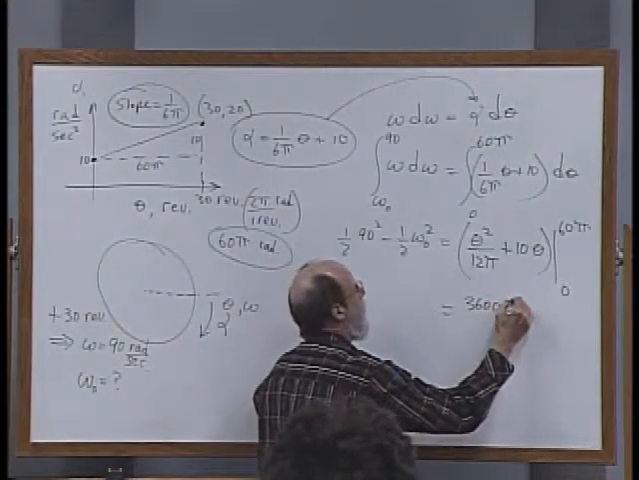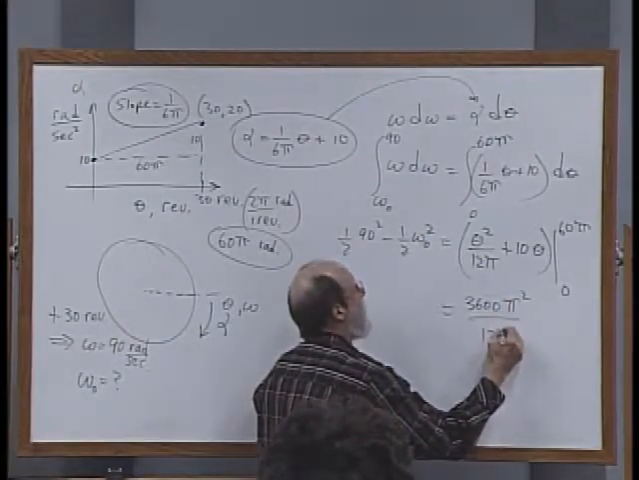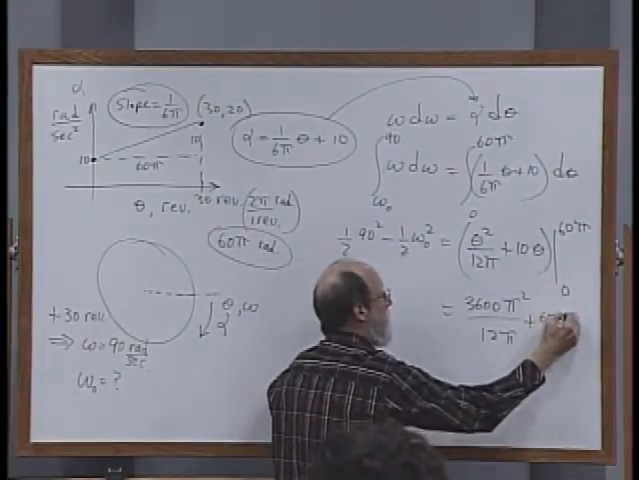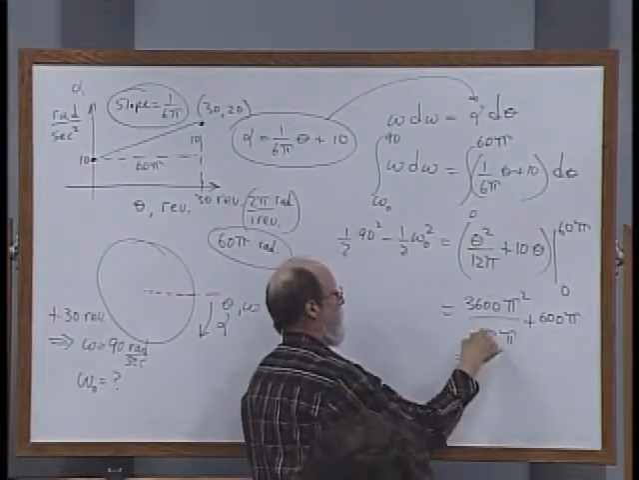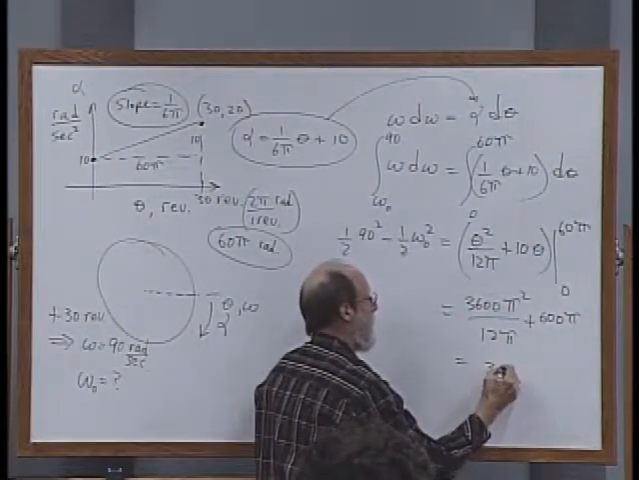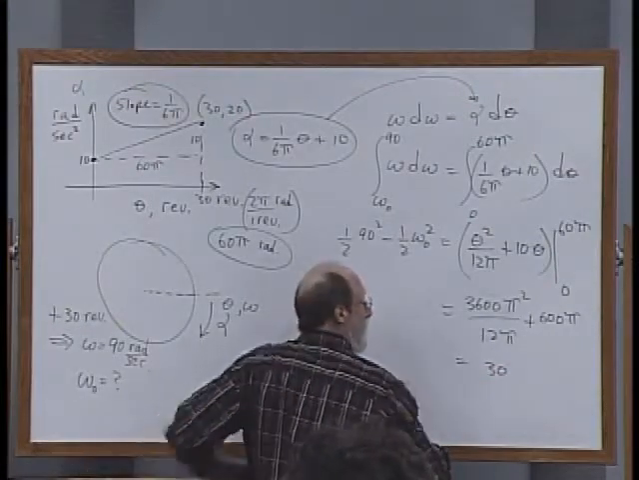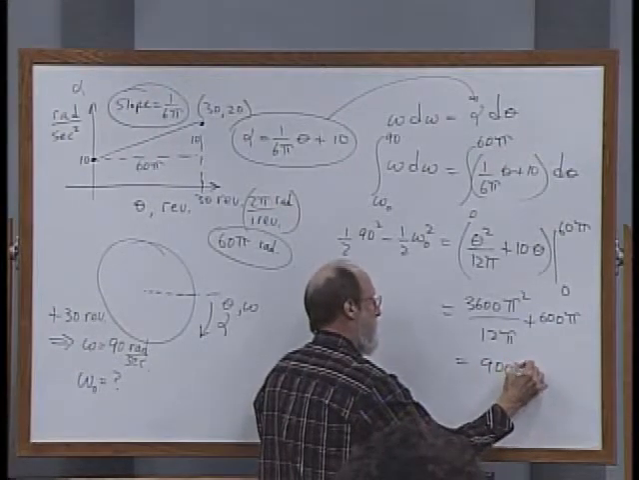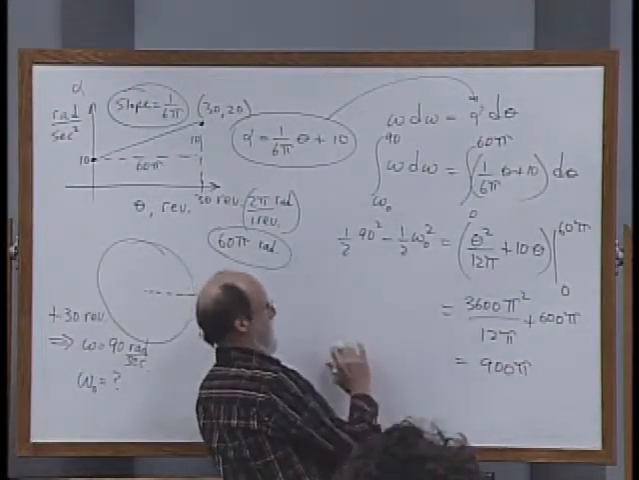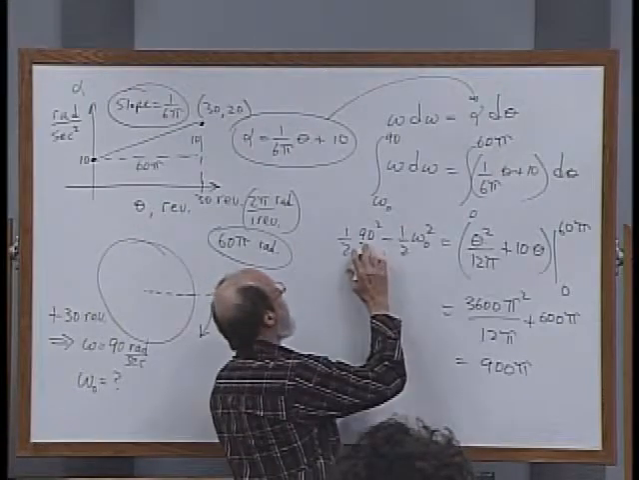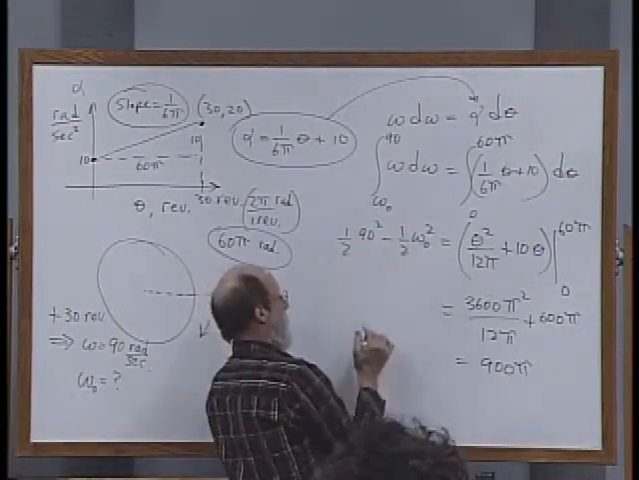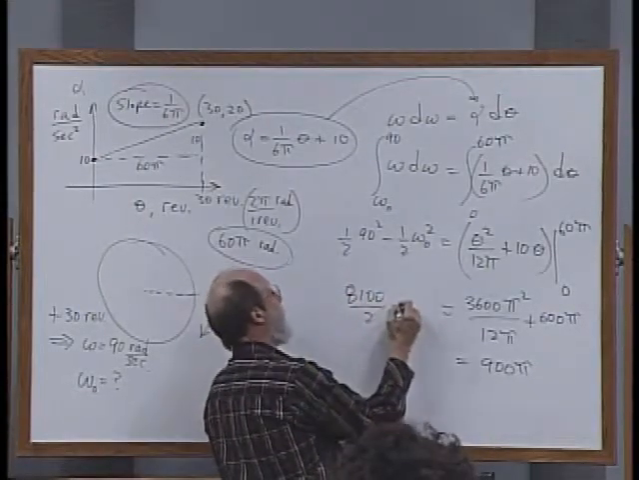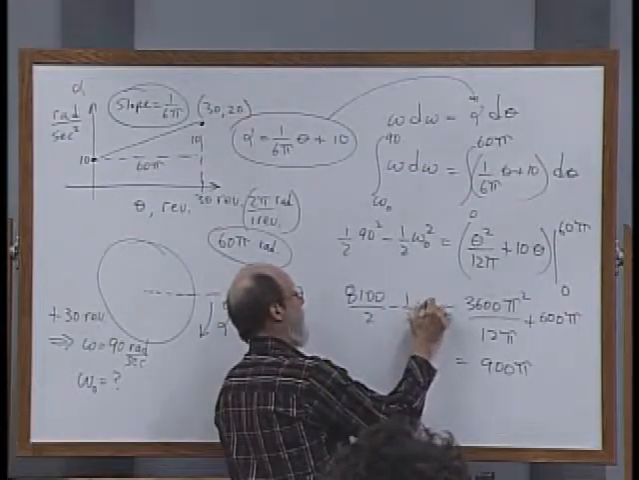We get 3,600 pi squared on top, 12 pi on the denominator, plus 600 pi. And 12 goes into 36 three times, so we get 300 pi plus 600 pi is 900 pi. And we get 8,100 up here divided by 2, minus our half of our initial omega.